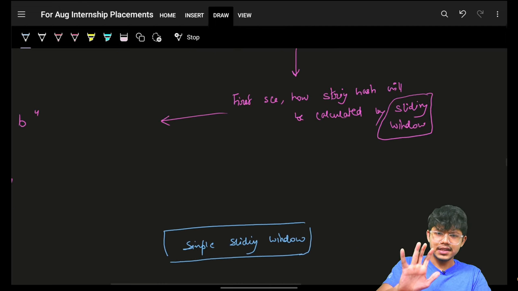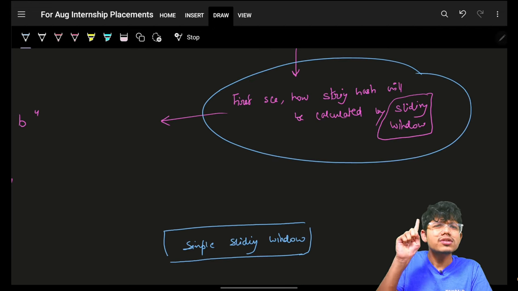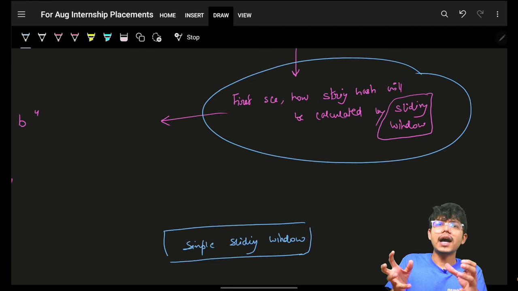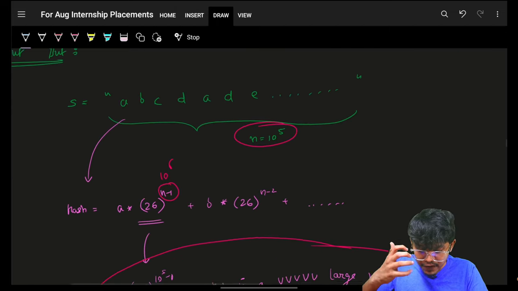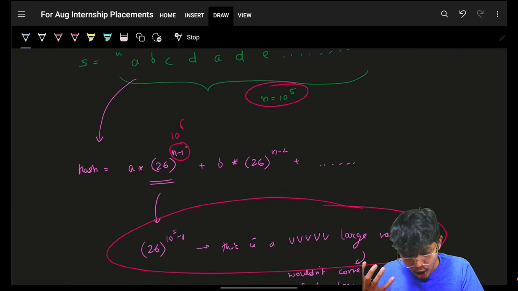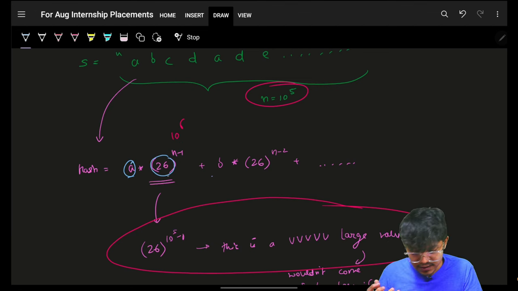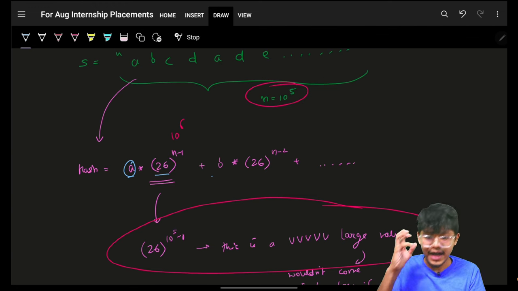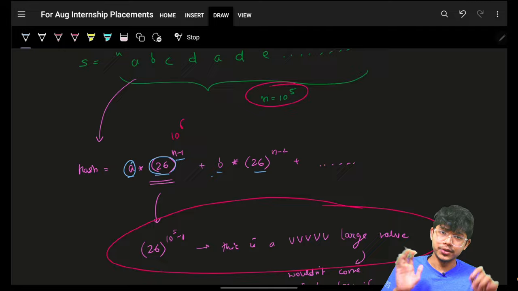So far we have seen that we can do a simple sliding window to find the hash. But we saw sliding window by doing a simple hash for some simple numeric values. Now my hash function has evolved a lot. Earlier my hash function was A, B, C, but now my hash function is A with some radix. Again, this value is called a radix. With some radix, its exponent, which is the index, and so on and so forth.